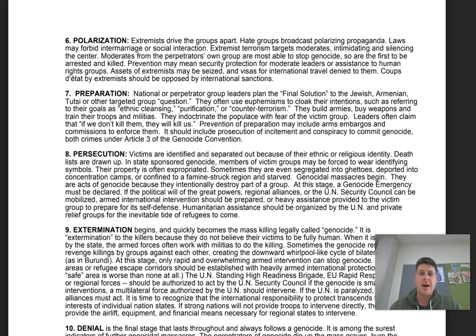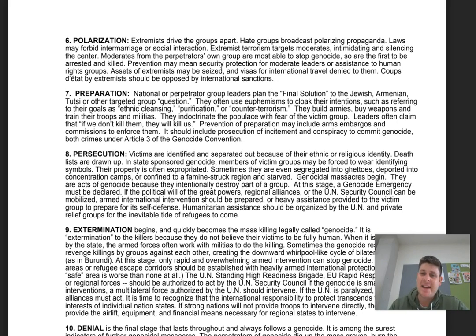So arms embargoes can be a good way to prevent these preparation actions happening, as well as commissions to enforce these arms embargoes. If we can stop the weapons and the other armies and militias getting into the country, it may, and hopefully will, limit the impact that these groups have upon the marginalized minority.